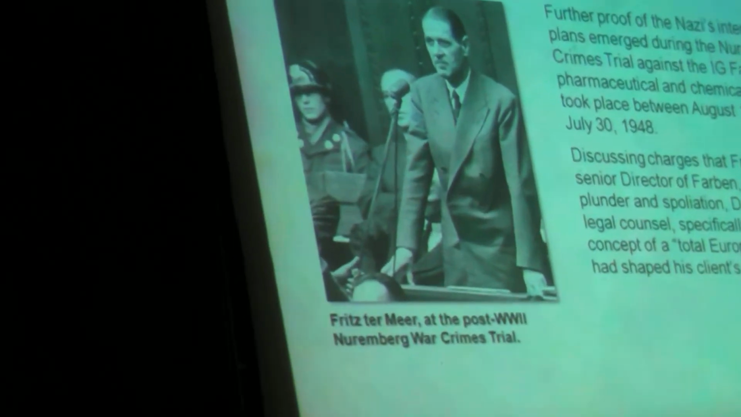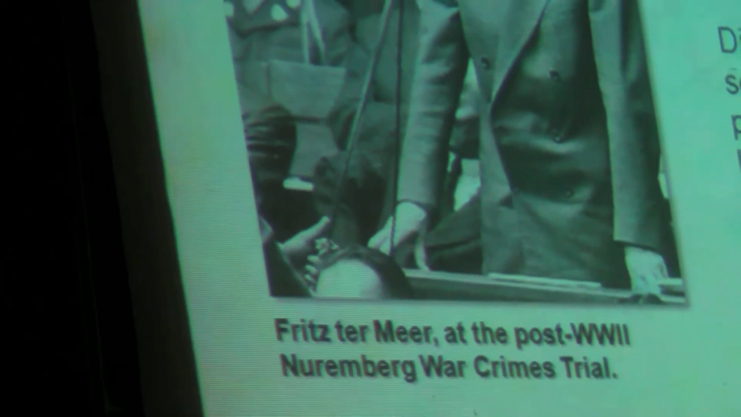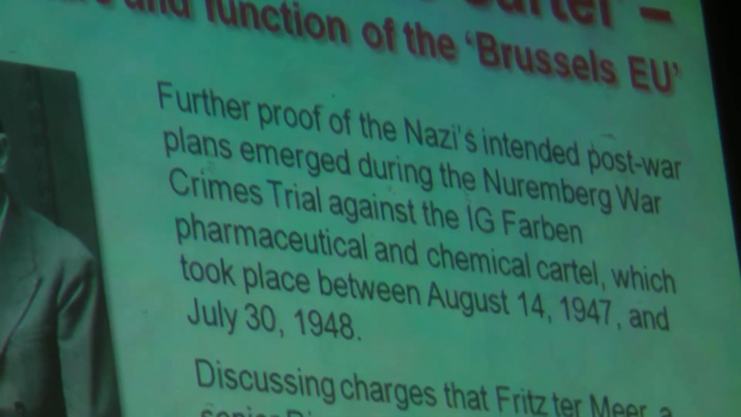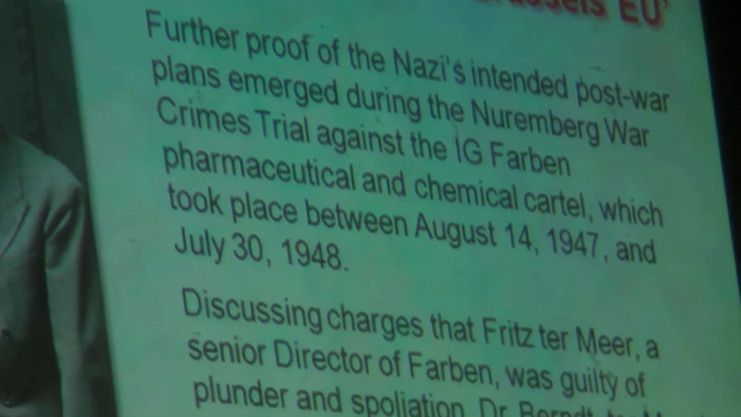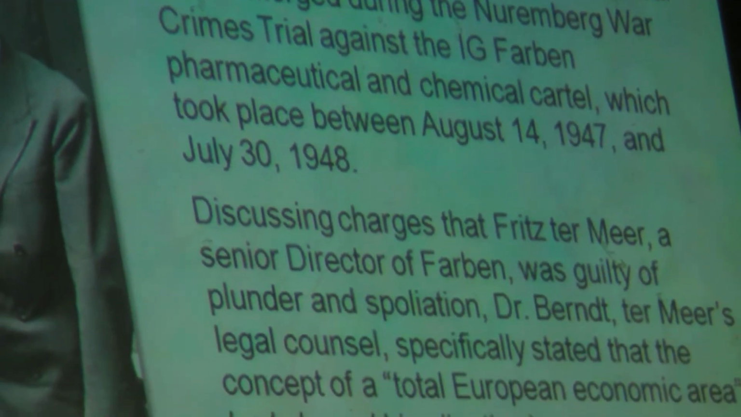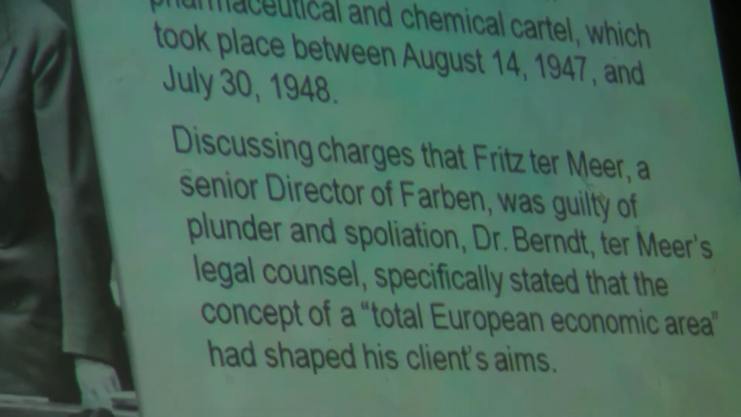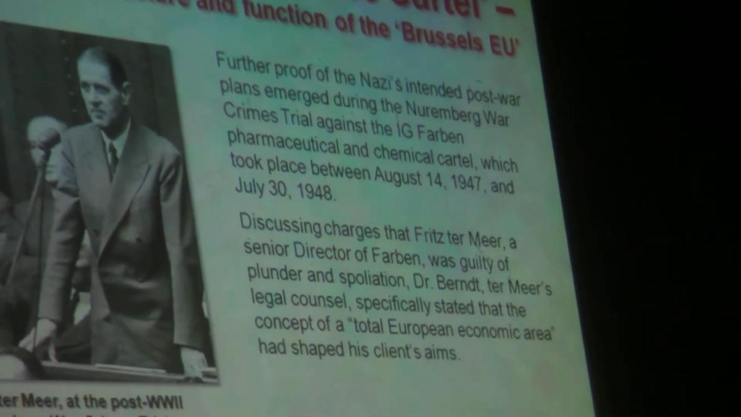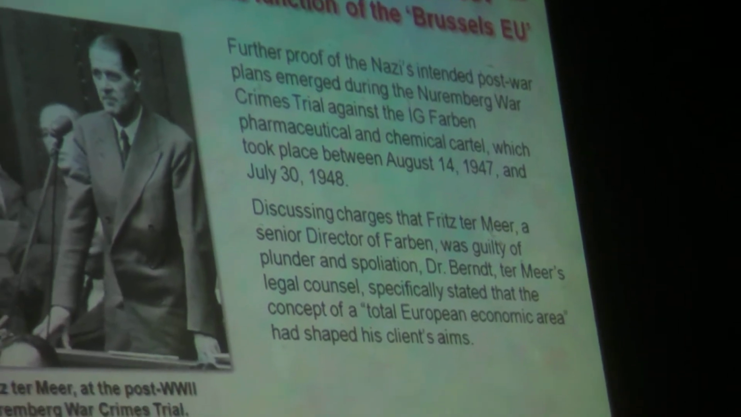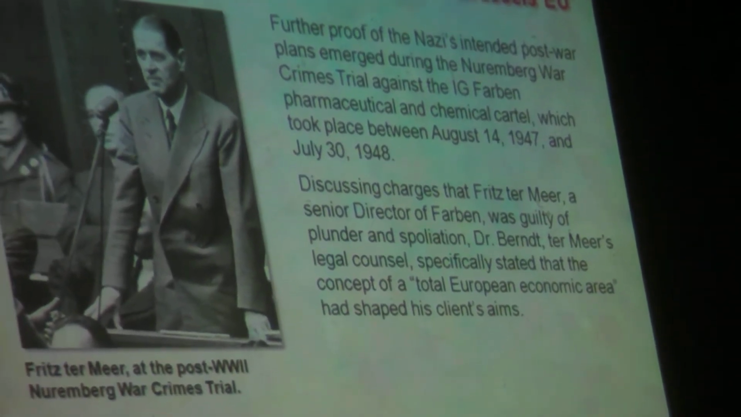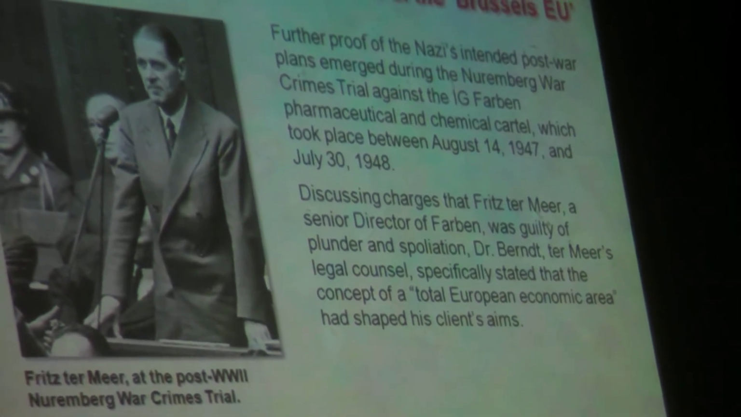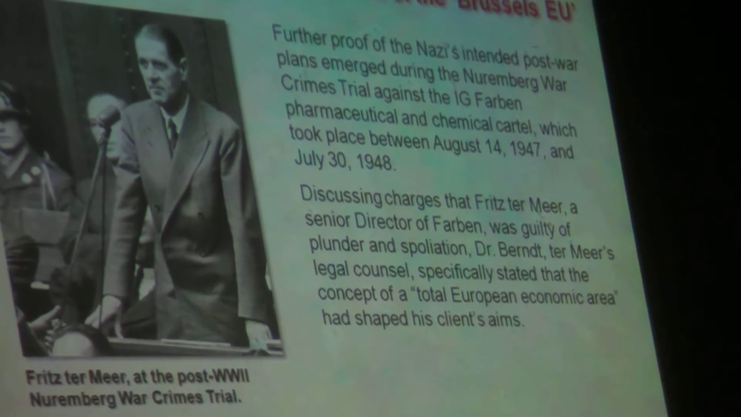But first, something else. Because there's plenty of other proof that the Nazis' intended post-war aims were very similar in terms of the structure they were proposing to what we have now. Further proof emerged during the Nuremberg war crimes trial against IG Farben. After the Second World War, there were a number of war crimes tribunals held in Nuremberg. The sixth one involved IG Farben specifically.